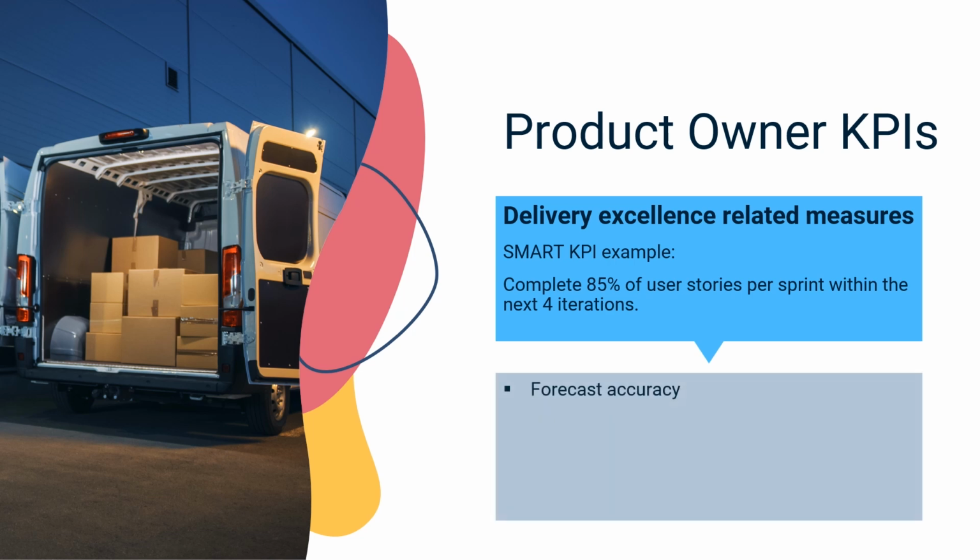Forecast accuracy examines the completion of user stories compared to what was forecasted in sprint planning. Acceptance rate tracks the percentage of deliverables accepted by stakeholders during a sprint demo. A high acceptance rate indicates alignment with stakeholder needs and good communication of requirements.